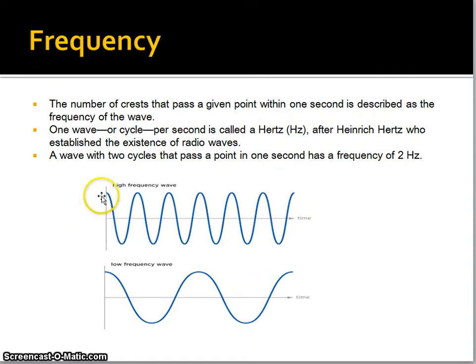Here's an example of something that would have a high frequency. If this represented 1 second, you can see there's 1, 2, 3, 4, 5, 6 waves, because if you took this one here with this over here, so there's 6 waves, so that would have a frequency of 6 hertz. Here, this is a low frequency. Not as many waves pass a certain point. And in here, there's 2 complete waves, so this would have 2 hertz. So high frequency, low frequency.